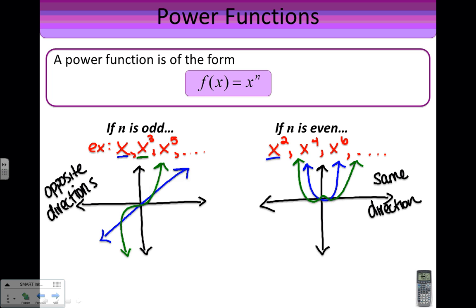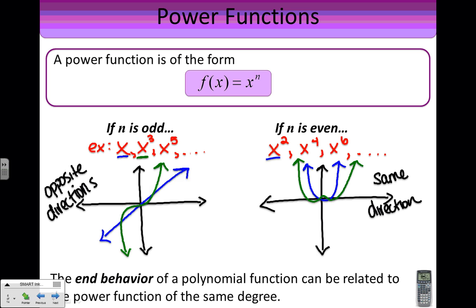Okay, so the end behavior of any polynomial function can be related to the power function of the same degree. If you have a 6th degree polynomial, that means the degree is even, so it will have the same end behavior as x to the 6th. If you have a polynomial function that has an odd degree, say a degree of 3, then it will have the same end behavior as x cubed. So that degree tells you what the end behavior is going to be.